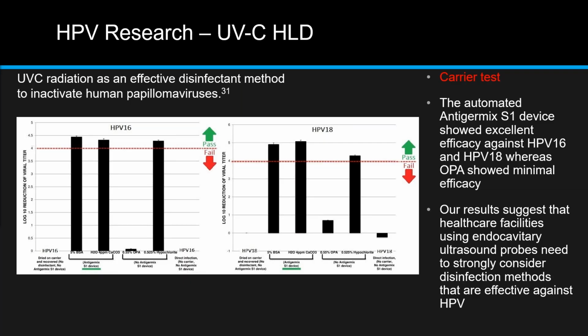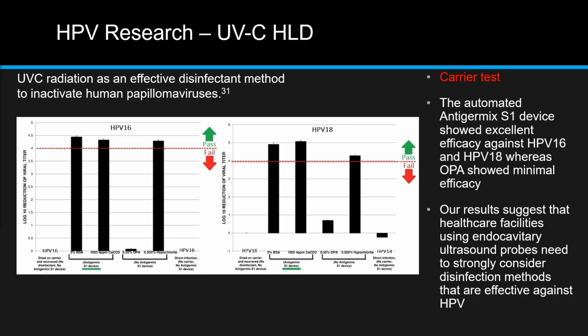And you can see on the left panel, we're using infectious HPV-16, and on the right panel, we're using infectious HPV-18. The red line is a log-4 reduction in viral titers. That is according to U.S. regulations that require to show a log-4 reduction. And you can see that using the device, we were able to show that log-4 reduction.